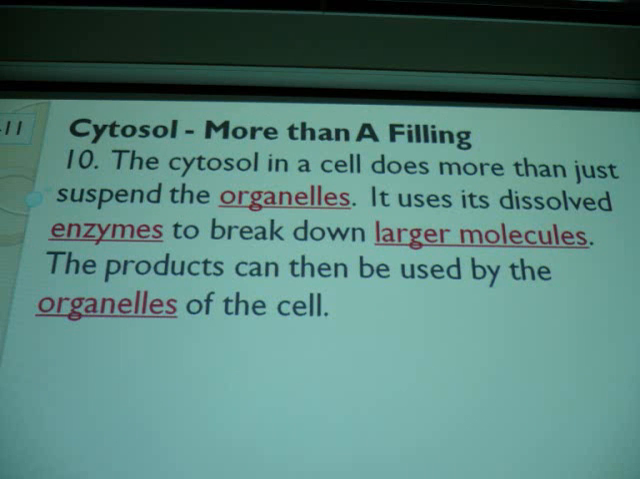Now, it's not just like Jell-O now that you can put fruit in. There's a lot more going on inside the cytosol than just a place to house organelles. There are enzymes inside it floating around to break up large particles that you take in. And then those particles that you've digested can be used by the organelles. This PowerPoint will not discuss any organelles, but the next one does. It tears them all apart with a lot of good pictures.